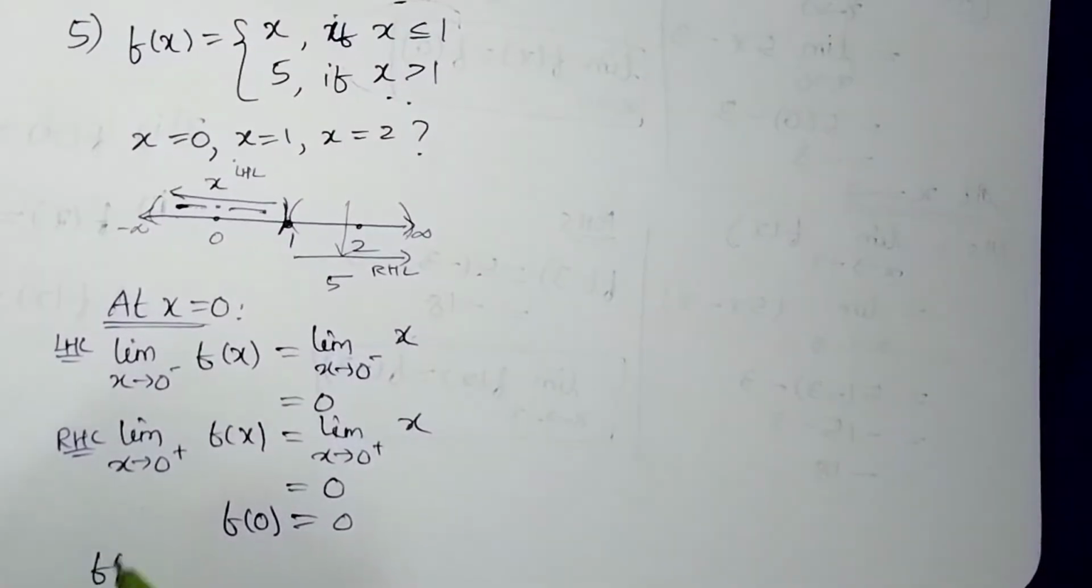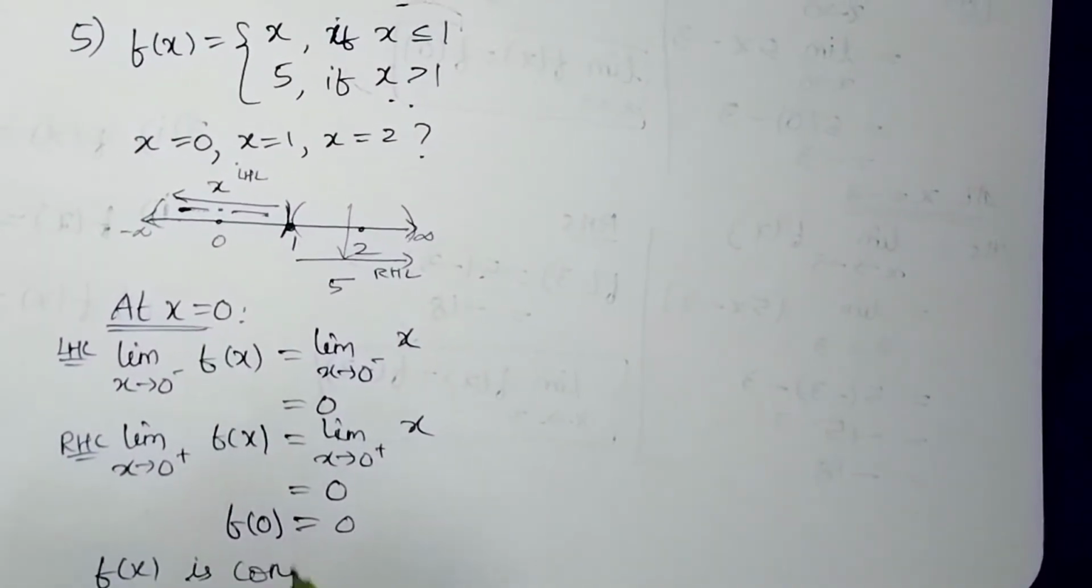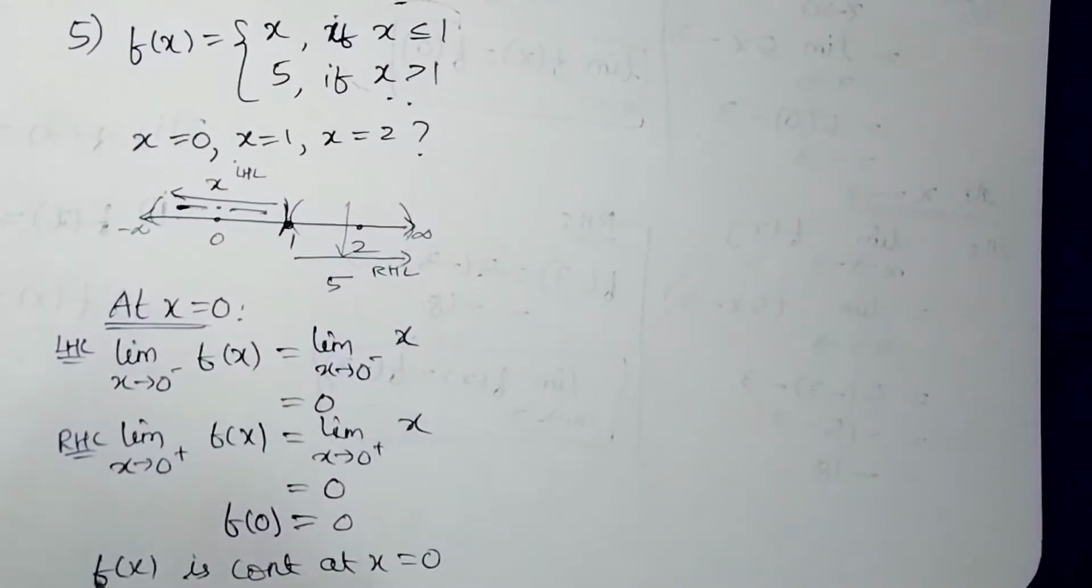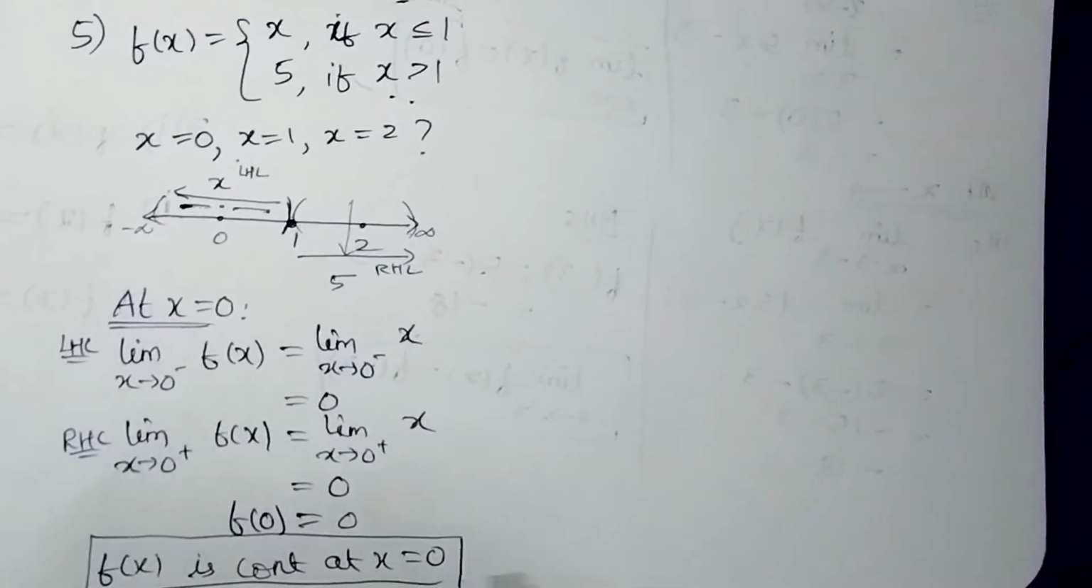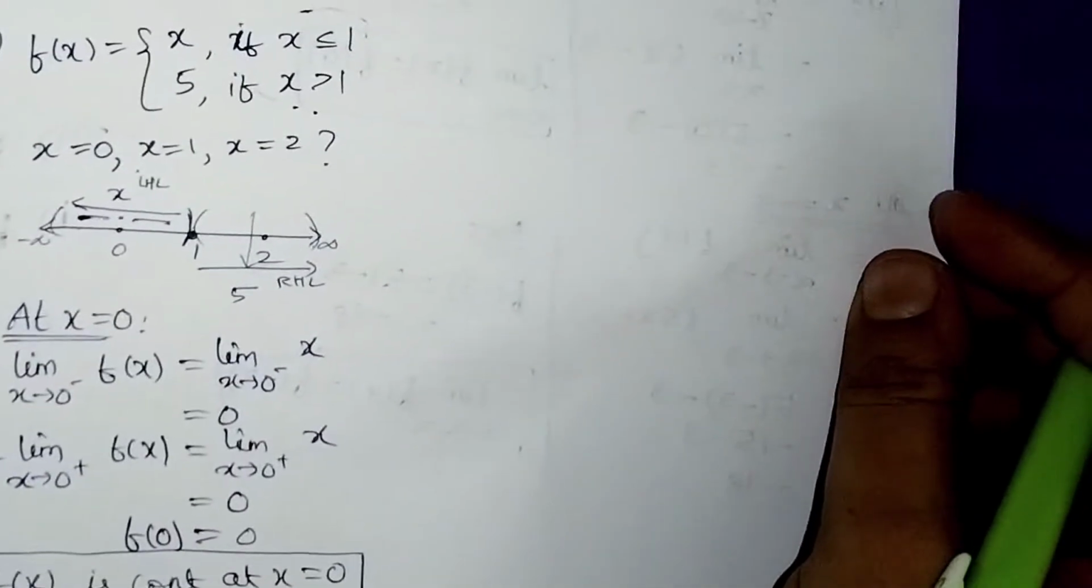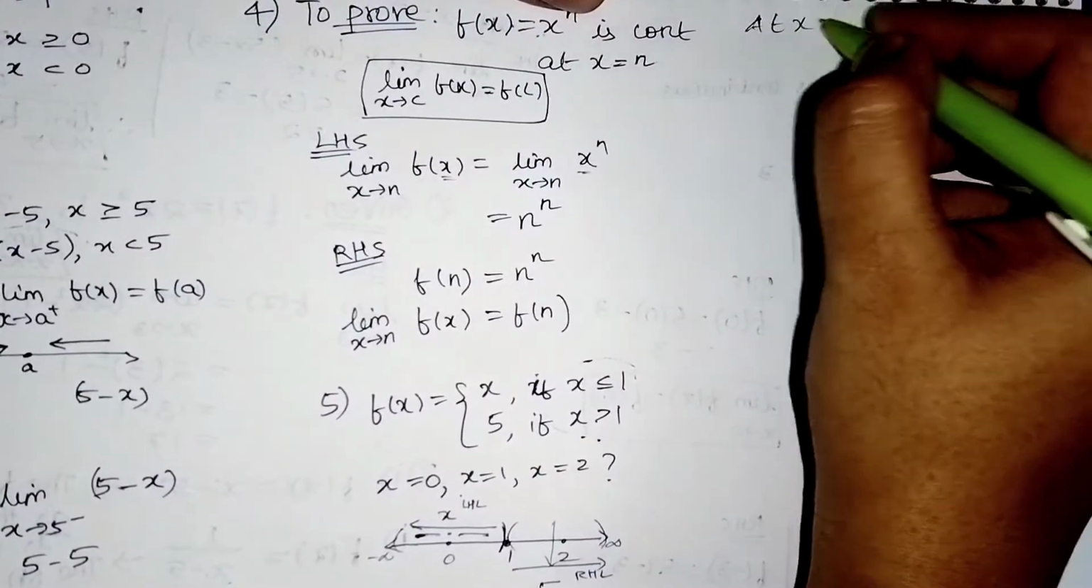The function is continuous at x is equal to 0. So, the first part is over. Now, we need to check for the second part, that is for x is equal to 1.